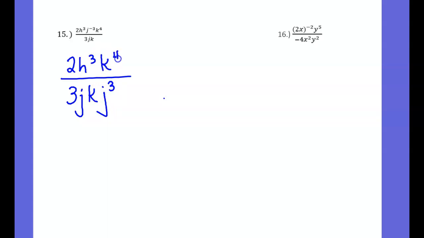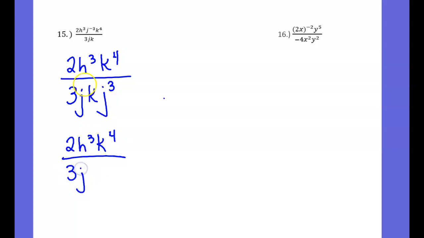All right, looking at number 15, when I set this up, I've got 2h to the third. Okay, now my j to the negative 3, I'm actually going to pull that down to the bottom. The 3jk stays the same on the bottom. I'm going to move the j to the third to the bottom and k to the fourth up top. Okay, now I can only have one occurrence of the variables, so 2h to the third, k to the fourth, and it's going to be 3.